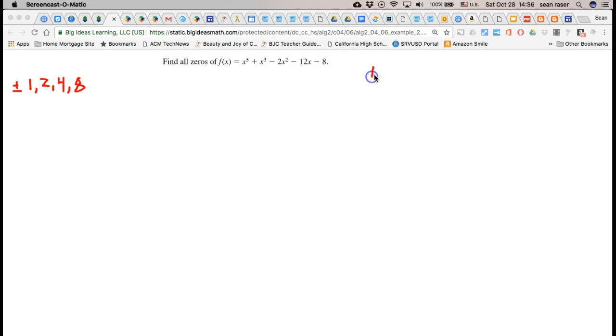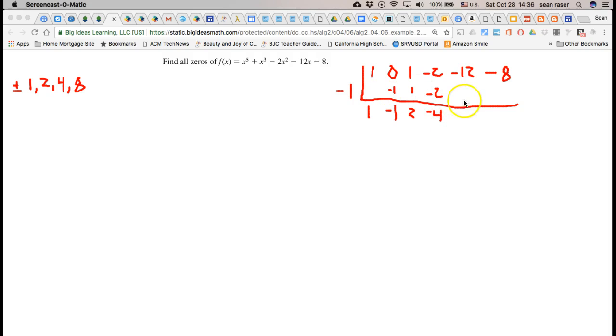So let's write out all of our coefficients here. We have 1x to the 5th, 0x to the 4th, 1x cubed, negative 2x squared, negative 12, and then minus 8. Remember, you have to put the 0 in when you're missing a term. And then let's start with negative 1. So we're going to continue our synthetic division and go all the way through. And see, this goes pretty quick.